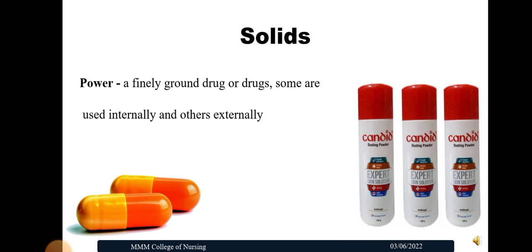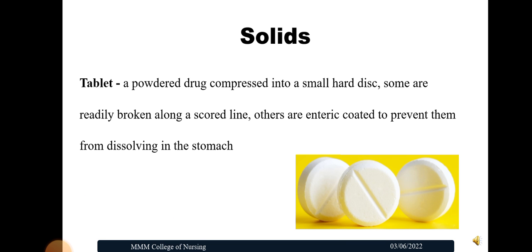Powder is the solid form of medication. It is a finely ground drug or drugs. Some are used for internal usage and a few are used for external purposes. Under solid forms of medication, tablets are available. A tablet is a powdered drug compressed into a small hard disc. Some are readily broken along a scored line. Others are enteric-coated to prevent them from dissolving in the stomach.